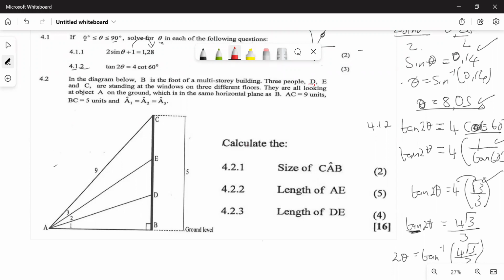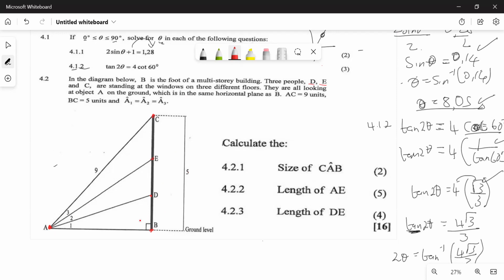Three people, D, E, and C, are standing at the windows on 3 different floors. They are all looking at object A on the ground, which is in the same horizontal plane as B. AC equals 9 units. BC equals 5 units.